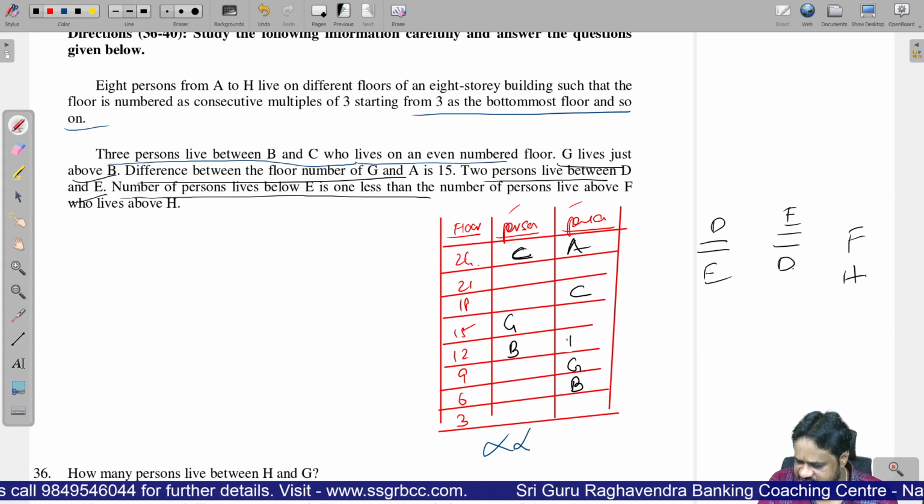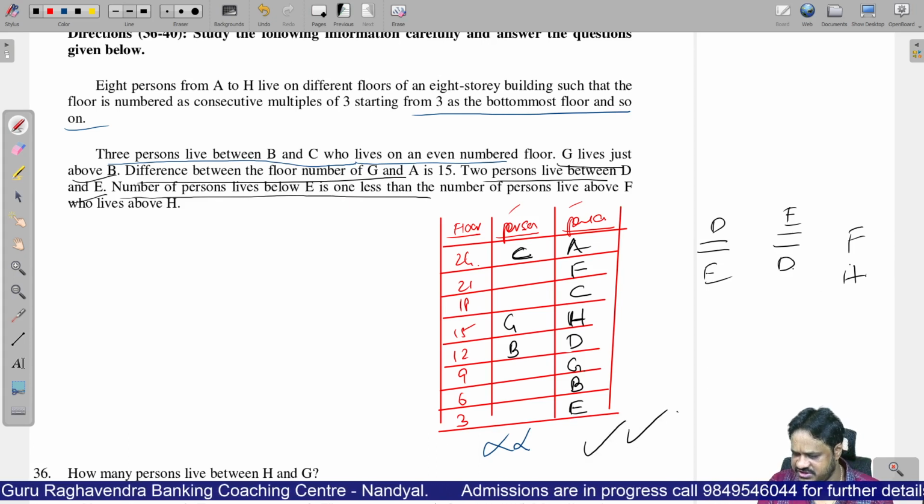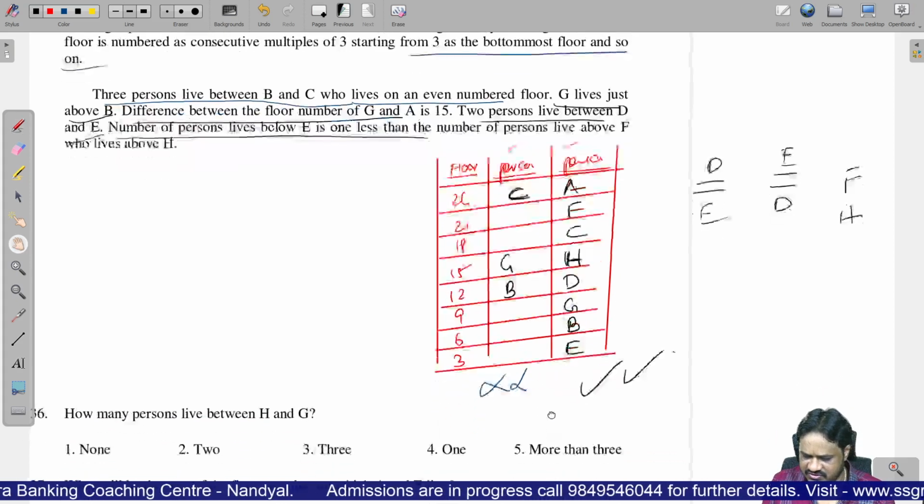Now, this is one more case: between D and E, two. Below E, there is no person. It is 1 less than above F, which means above F there is one person. F is living above H. So this is the correct arrangement. Now, we should answer the questions.